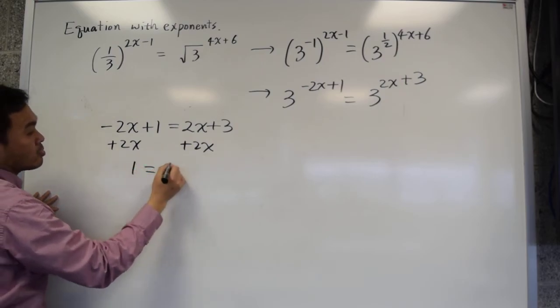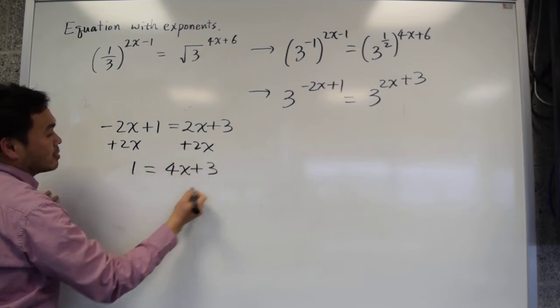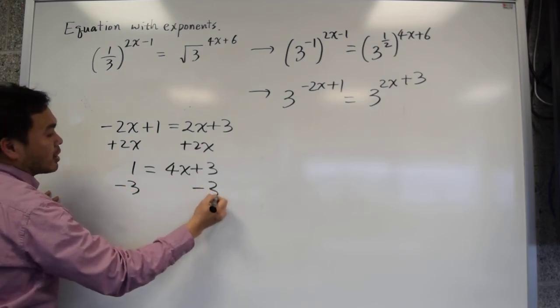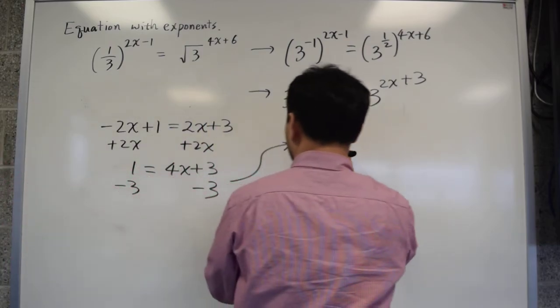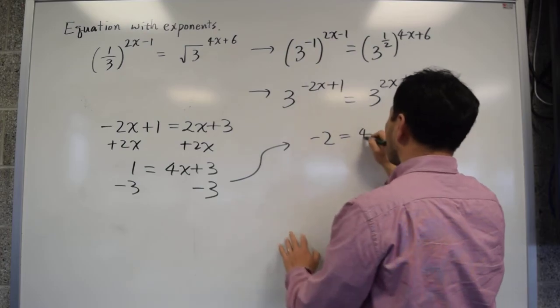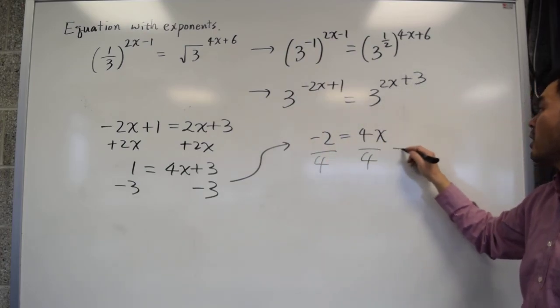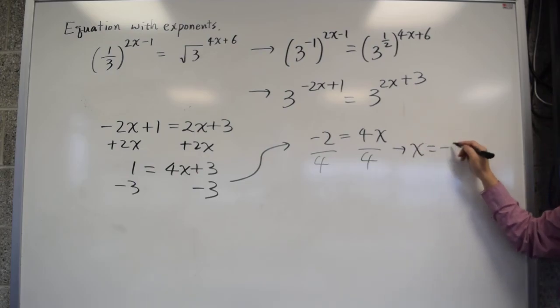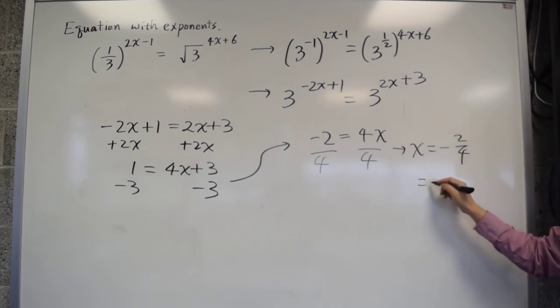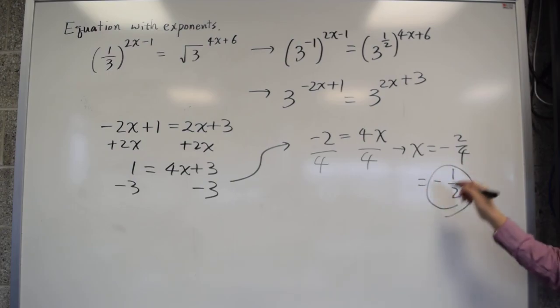So you have 1 equals 4x plus 3. Subtract 3 from both sides. So you get negative 2 equals 4x. And now you divide by 4. And you get x equals negative 2 over 4, which is negative 1/2. So that's the correct answer.